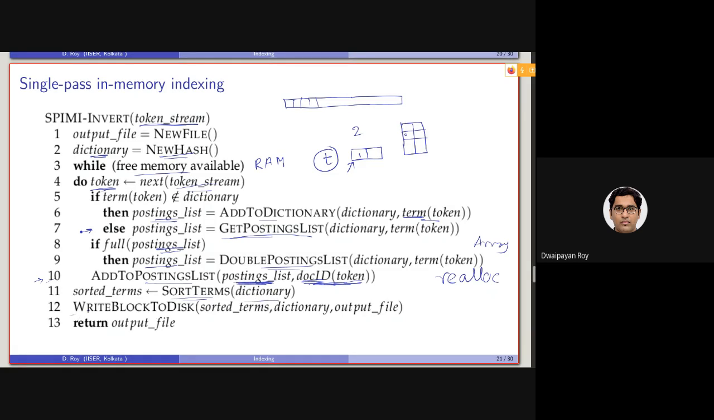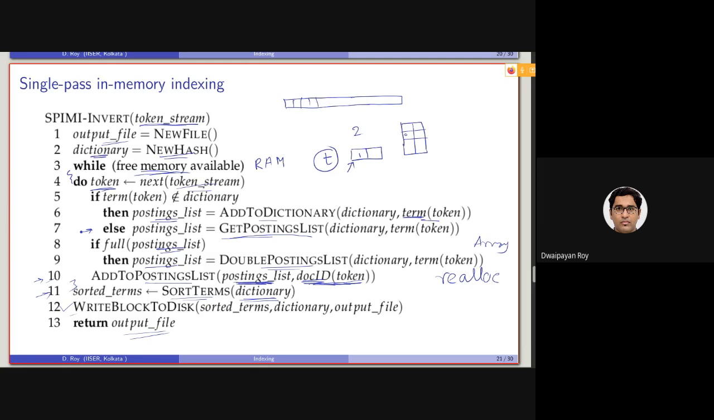Note that this is while free memory is available. At any point, if the free memory is not available, we'll be doing this operation again, because this is outside the while loop. You can see the while loop starts from here and ends here. So if the memory is full, I'll be sorting the existing dictionary and writing that dictionary into the hard disk, and I'll be returning the output file, the file where I have written the block, or written the dictionary.